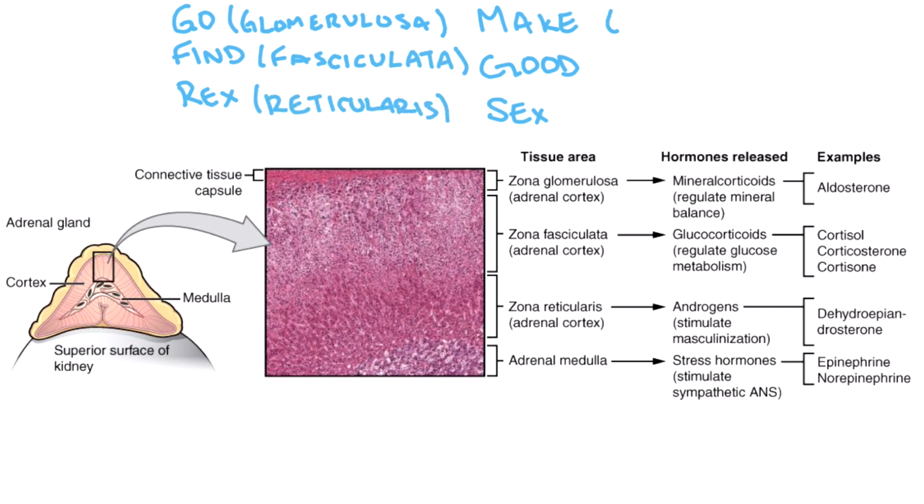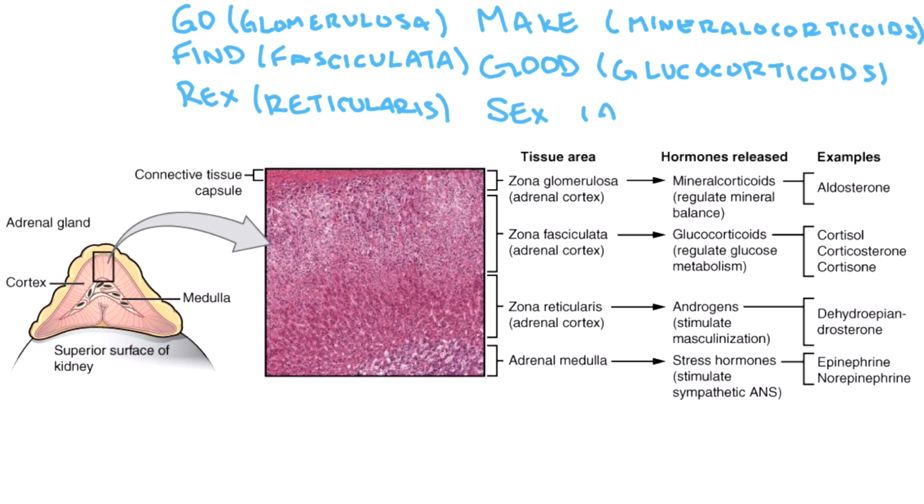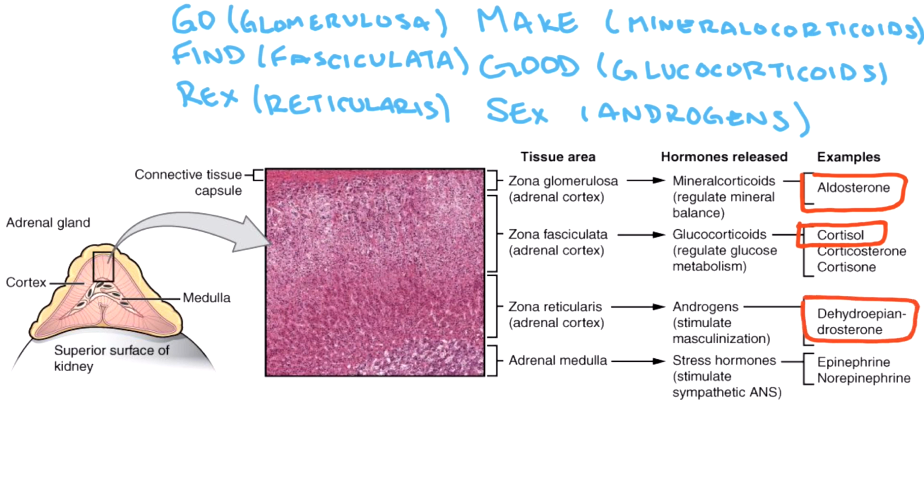And the M in make stands for mineralocorticoids, the G in good stands for glucocorticoids, and finally the S in sex stands for sex hormones. So the zona glomerulosa makes mineralocorticoids such as aldosterone, the zona fasciculata makes glucocorticoids such as cortisol, and the zona reticularis makes sex hormones or androgens such as dihydroepiandrosterone or DHEA. The adrenal medulla, on the other hand, is responsible for the production of epinephrine and norepinephrine.